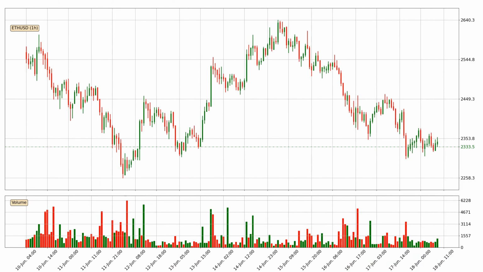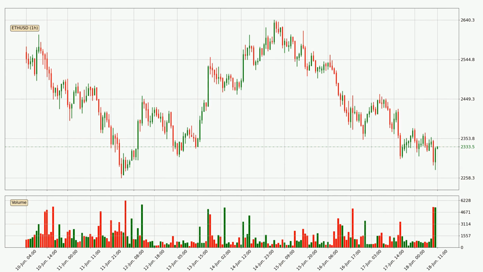Let's get started. Today, find out how the price of Ethereum has changed and what the technical indicators SMA, EMA, RSI and divergence show. If you are unfamiliar with the indicators, check out the explanation videos below.